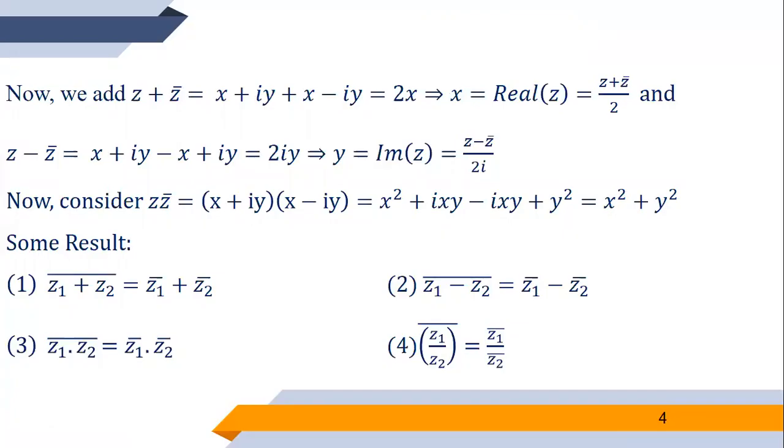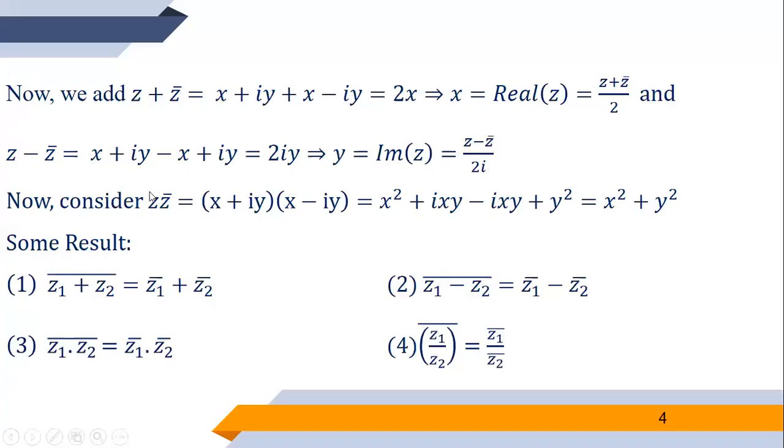Similarly, if we subtract, z minus z bar, then we get x plus iy minus x plus iy. So minus x plus x cancel, then we get 2iy. So we write y equals the imaginary part of z, and the imaginary part of z is equal to z minus z bar divided by 2i. So x, the real part of z, can be expressed as z plus z bar divided by 2. Similarly, y, the imaginary part of z, can be expressed as z minus z bar divided by 2i.